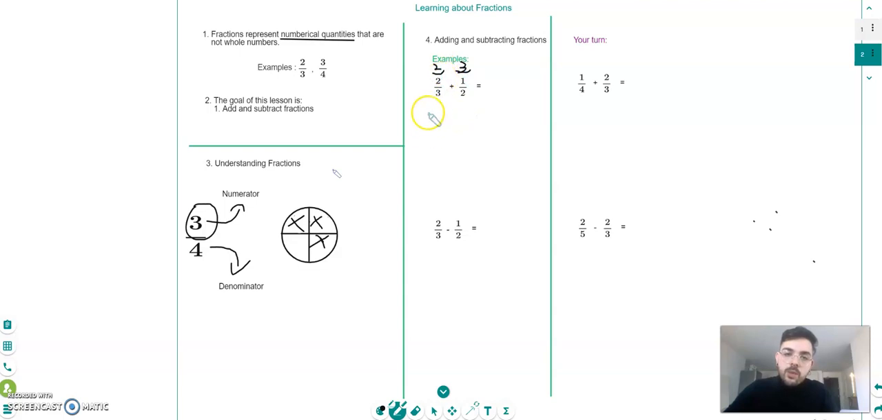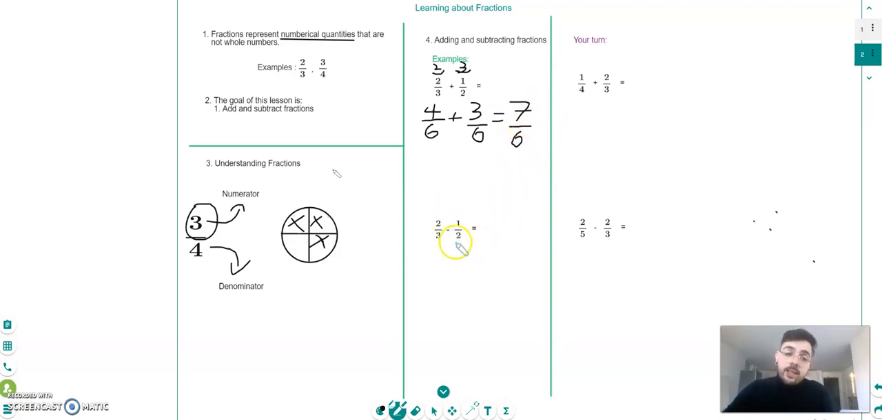So 2 times 2 is 4. So we multiply the top half, and then we multiply the bottom half. So 2 times 3 is 6. Now for the other side, 3 times 1 is 3, and 3 times 2 is 6. So in this case, we would have 7/6, which cannot be simplified anymore because 7 is a prime number and it can't get any smaller.